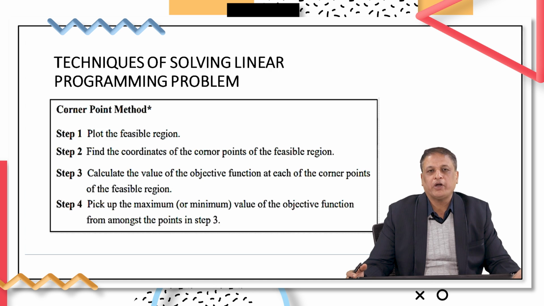So, the corner point method is about plotting the feasible region as the first step, and then we are supposed to find the coordinates of the corner points of the feasible region. After that, we calculate the value of the objective function at each and every corner point of the feasible region. Finally, we pick the maximum or minimum value of the objective function among the points determined at step 3.